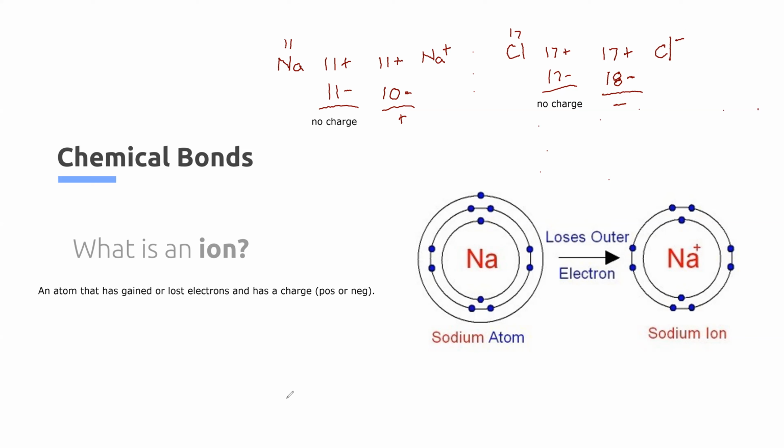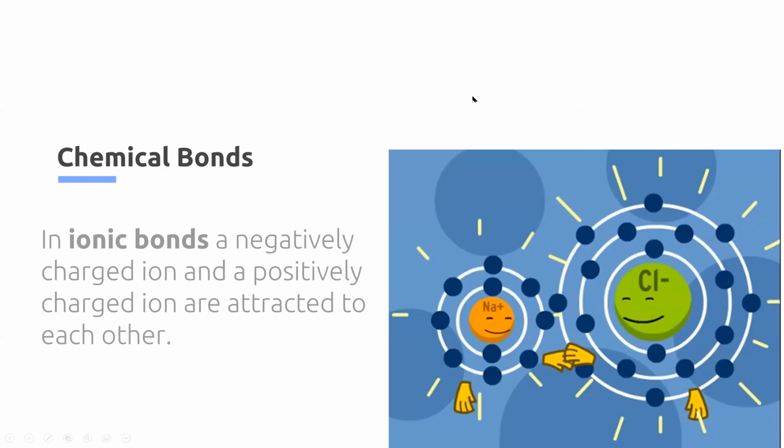Okay, so now you can see that these are ions. They have charges. Sodium ion, Na plus, chloride ion, Cl minus. So let's look at an ionic bond. Okay, NaCl is table salt. Very common. So let's write that here.